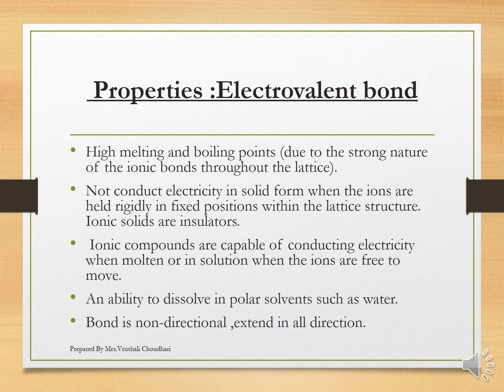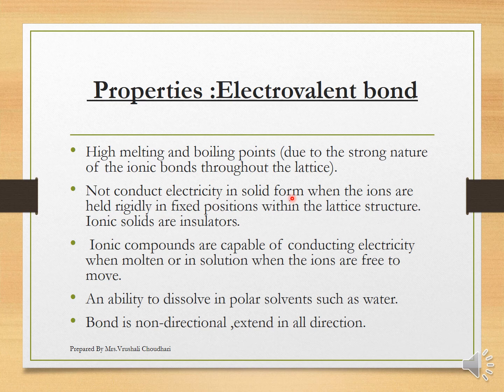What are the properties of electrovalent compounds? They form solid crystals, so they have high melting and high boiling points. They do not conduct electricity in the solid state as they are neutral. Ions have fixed positions, so ions are not ready to move from one end to the other.